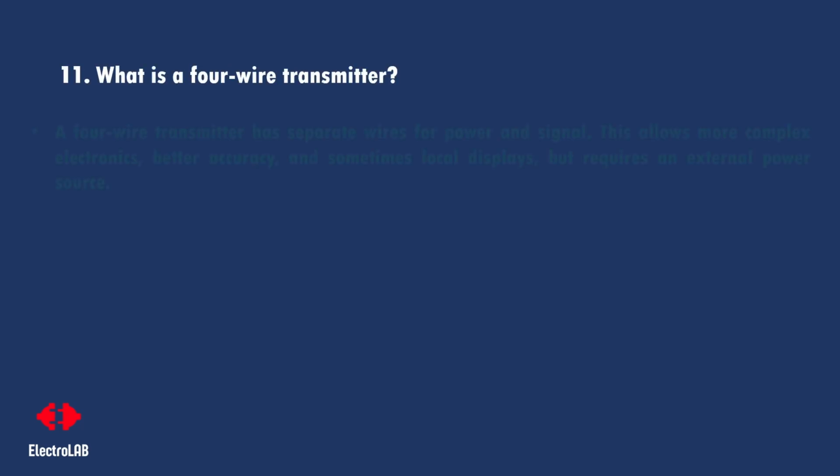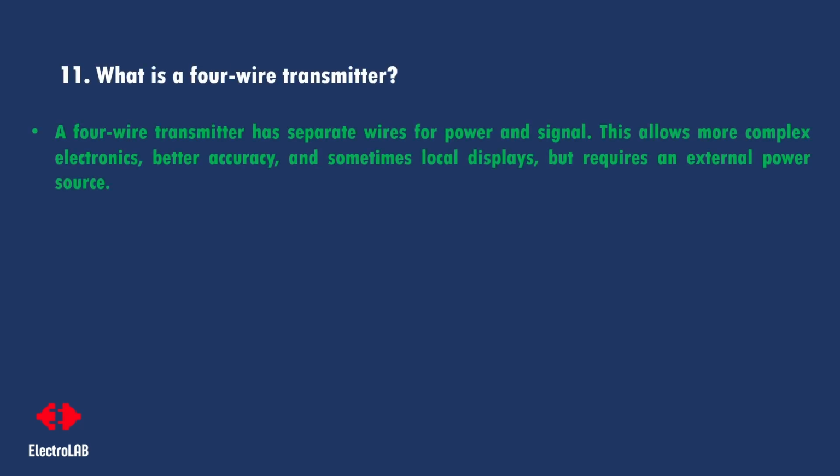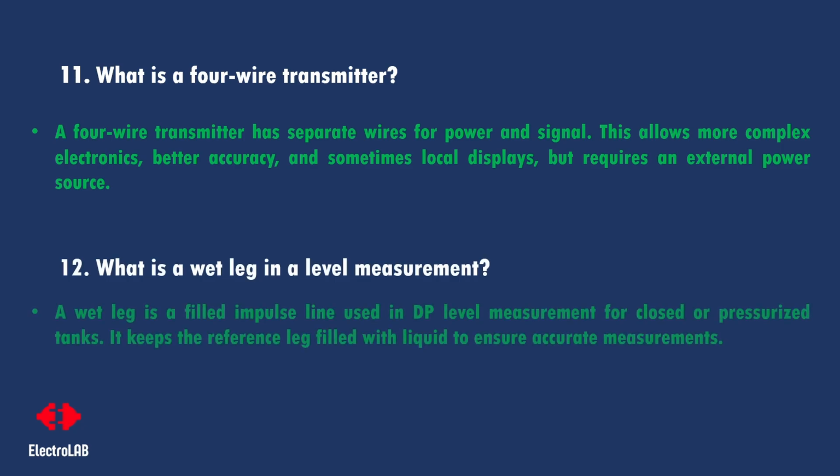What is a four-wire transmitter? A four-wire transmitter has separate wires for power and signal. This allows more complex electronics, better accuracy, and sometimes local displays, but requires an external power source. What is a wet leg in a level measurement? A wet leg is a filled impulse line used in DP level measurement for closed or pressurized tanks. It keeps the reference leg filled with liquid to ensure accurate measurements.